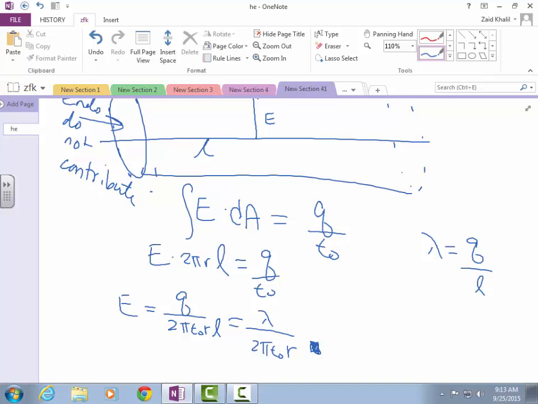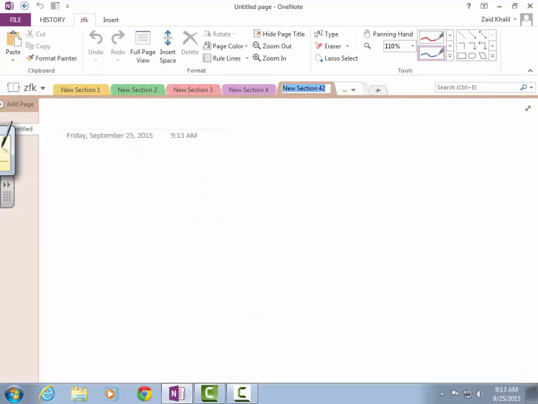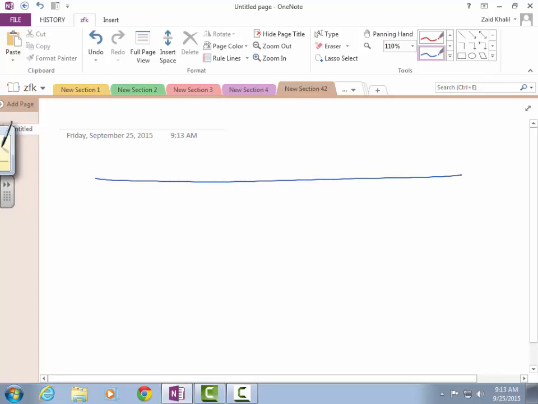Okay, so now, let's suppose it's an infinitely long cylinder. Why am I saying infinitely long cylinder? Because what am I trying to do? Eliminate the end pieces. I don't want to have to deal with the electric field coming out of the ends. I want all the electric field to come out of the sleeve of the soda can.